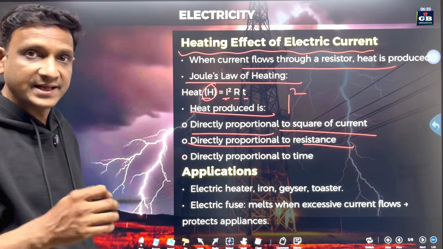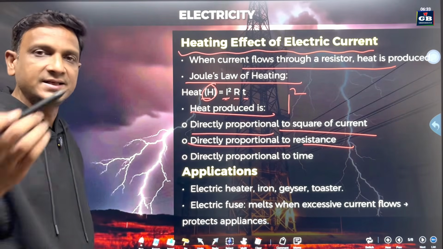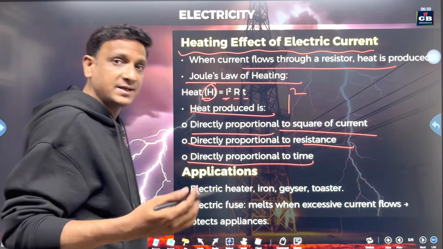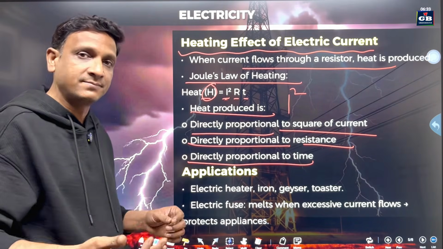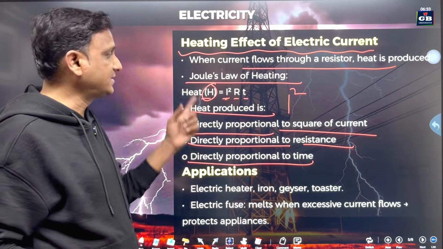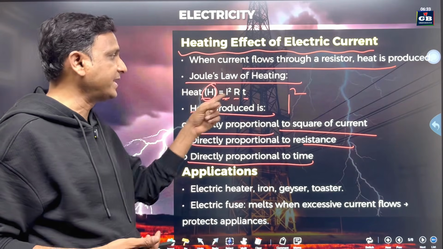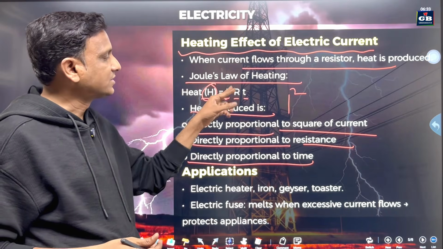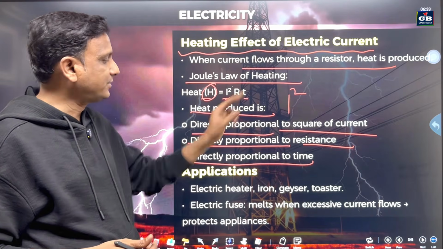Okay, it is directly proportional to resistance. Resistance increases, heat increases. Directly proportional to time. If time increases, if you are passing the current for more time, more heat is produced. That is Joule's law. That is the relation between heat and current, resistance and time. Heat is equal to current square into resistance into time.